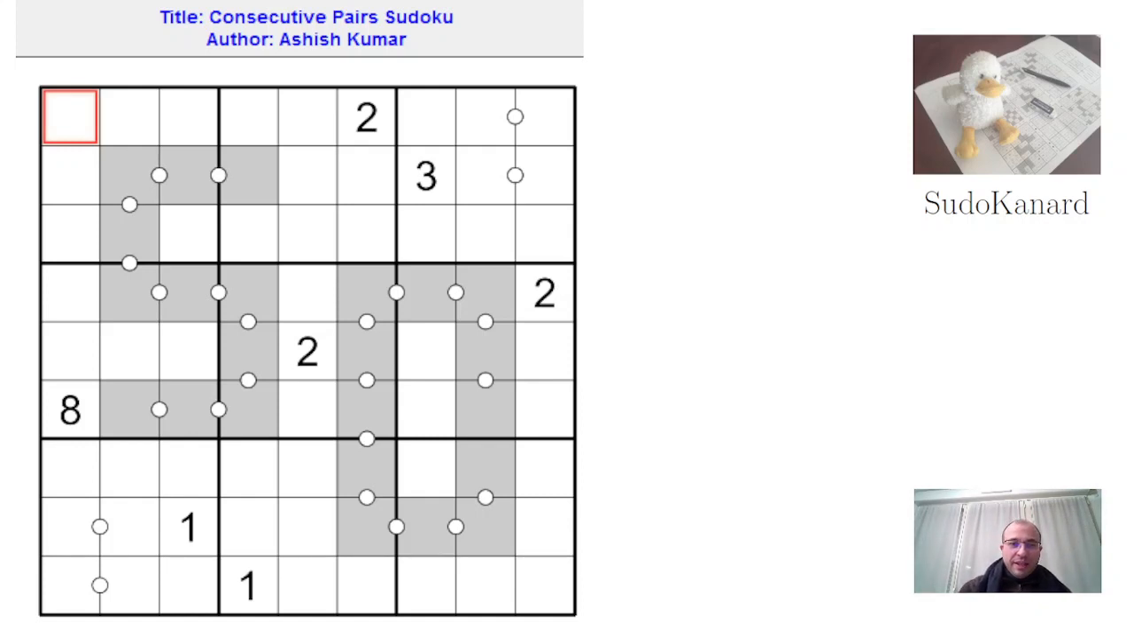And so this puzzle is called consecutive pairs, and the special rule is that whenever you have a white dot between two cells, it means that those digits are consecutive. But there's no negative rule, which means that here those digits are allowed to be consecutive as well, and those are also allowed to be consecutive. So let's start, and a nice place to start is this whole chain of consecutive digits.